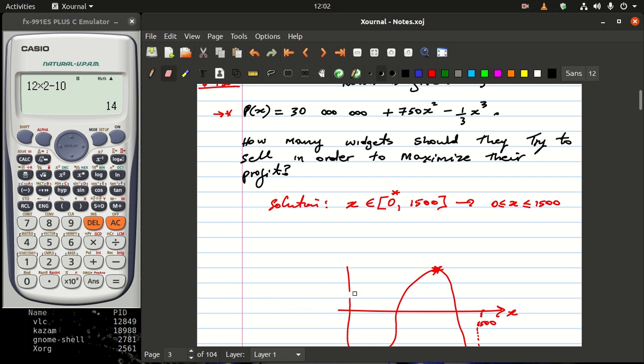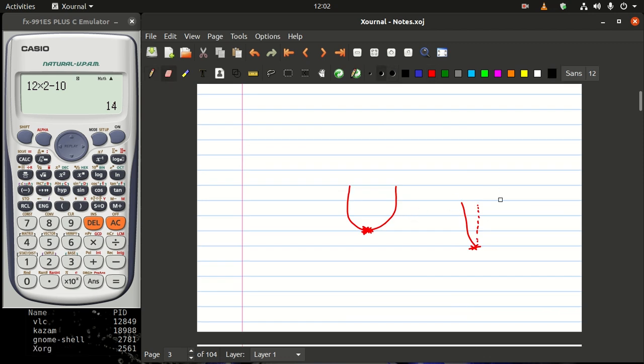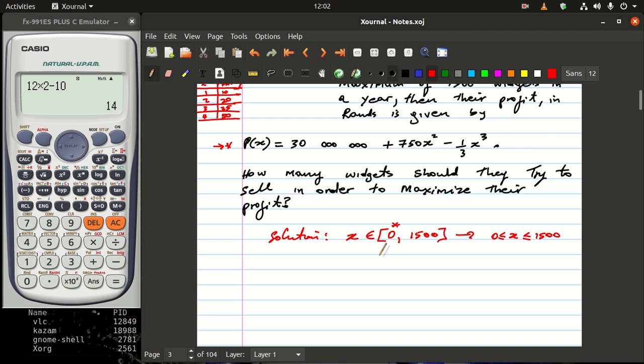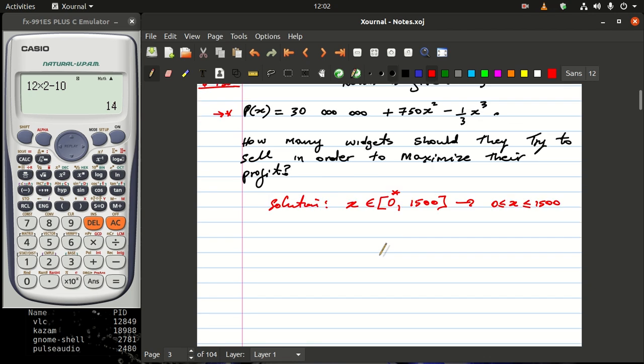I hope you can get what I'm trying to do here, that you are checking the turning points and you are also checking the end points, because if a function is continuous, there are no gaps in between, and the only points where we are going to get the absolute maximum is when you check all these points, either at the turning points or at the end points.